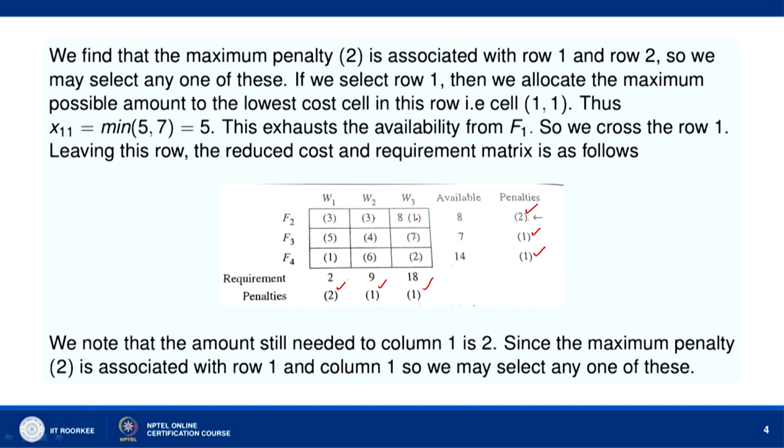So, now let us find again the maximum penalty. Maximum penalty is 2, and it occurs in the first row and the first column. Okay. So, we can select either the first row or we can select the first column. So, let us select first column.